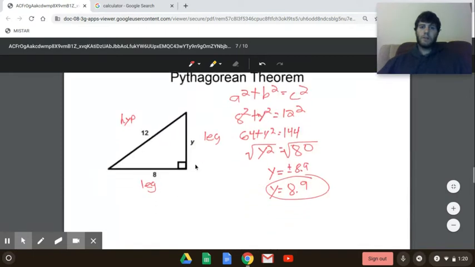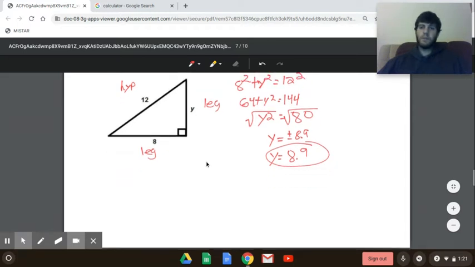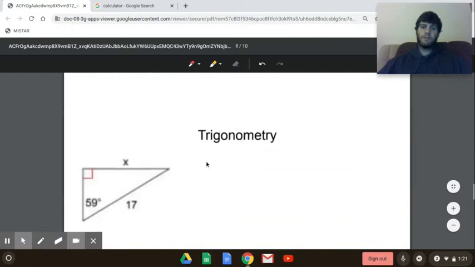There are other ways to do this. You could find one of the two angles first using trig or inverse trig, and then you could use one of the trig functions to then find y if you wanted. That would work too.